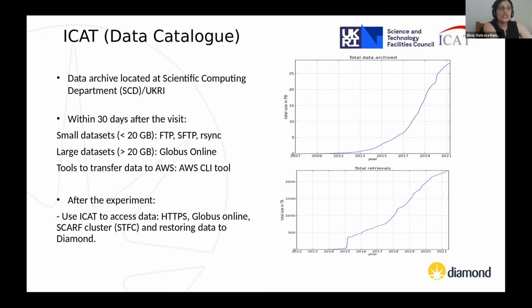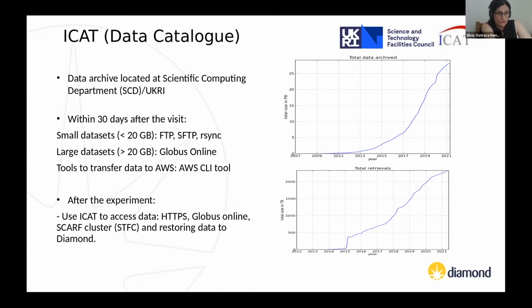So just another information is that during the session, we transfer the raw data to our data archive to ensure a second copy of the data during the experiment. So after the experiment, especially after the 30 days, users will be able to use ICAT to access the data on tape.